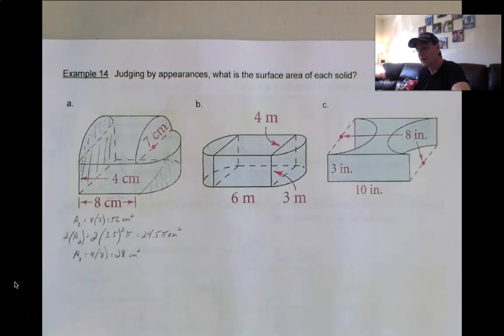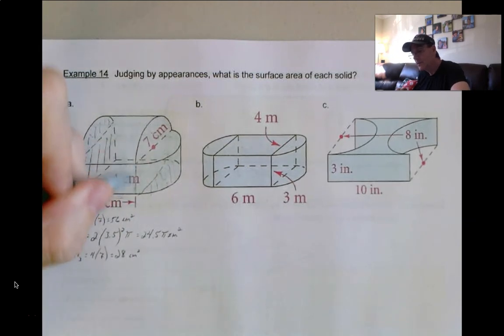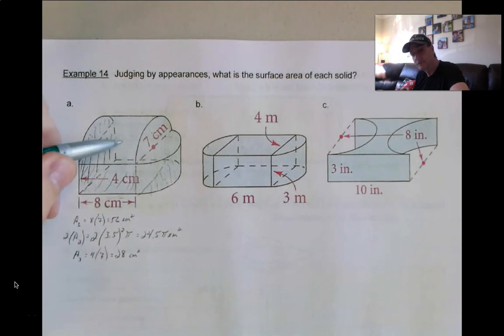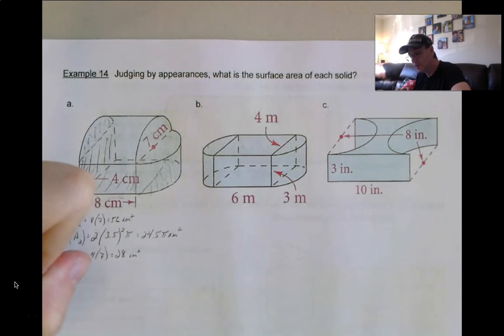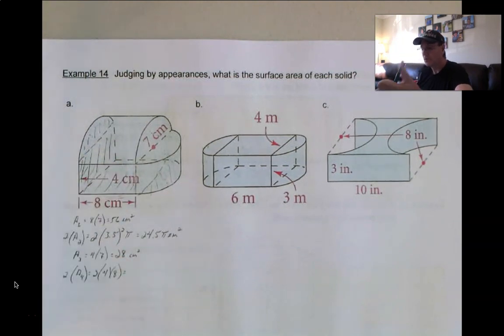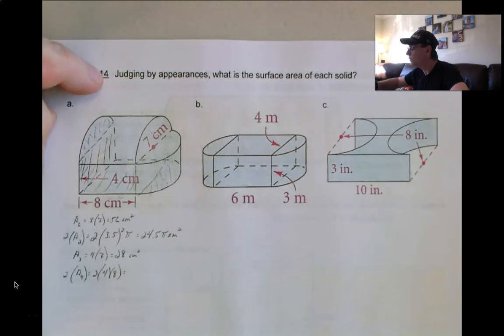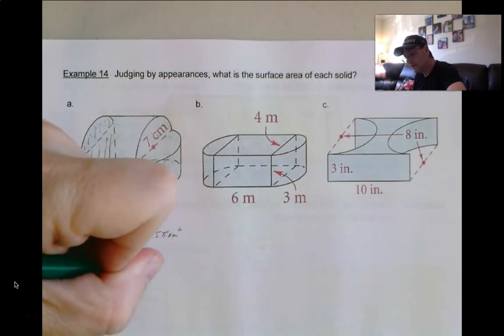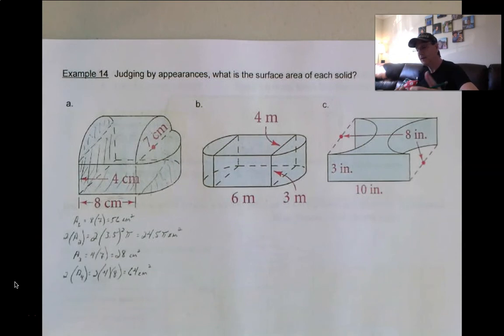28 centimeters squared. There's a rectangle here, which is 4 by 8, and there's 2 of those. So there's another one in the back here. So 2 times area 4 is 2 times 4 times 8. 4 times 8 is 32, 64 centimeters squared. What do we have left?